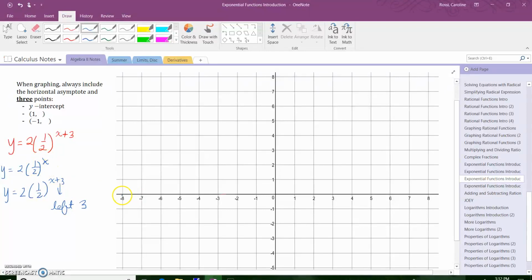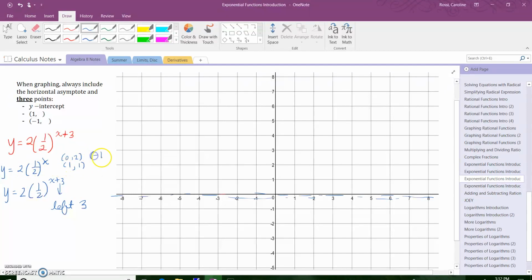Okay, so our horizontal asymptote for my original is going to be 0, like that. And the y-intercept is 2. Let's plug in 1 and see what we get. 1/2 to the 1 is a half. A half times 2 is 1.